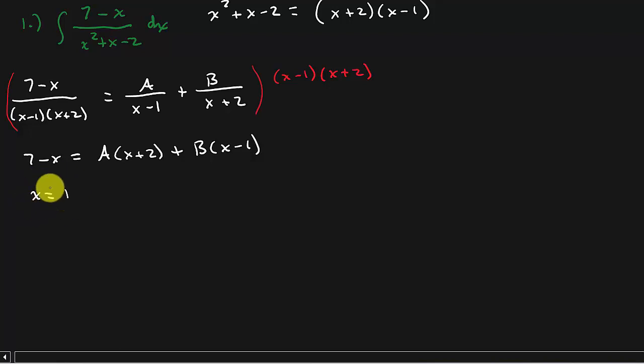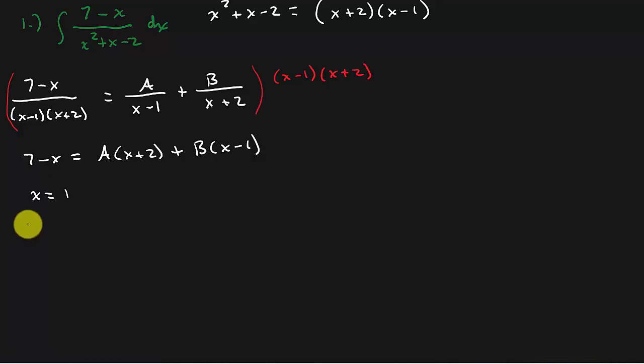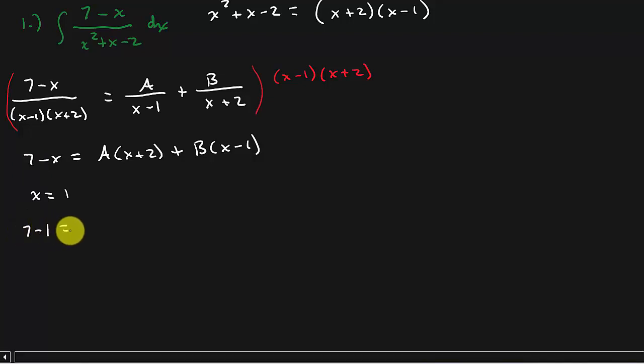By choosing x equal 1, notice when I plug it into the x minus 1, it makes this whole term go to 0, and I'm just left with this term here. 1 plus 2 is 3. I'm left with 3A equals, when I plug 1 in here, that's 6. So now I'm able to solve for A. That's why I chose the 1. That's going to give us 7 minus 1 equals A times 1 plus 2.